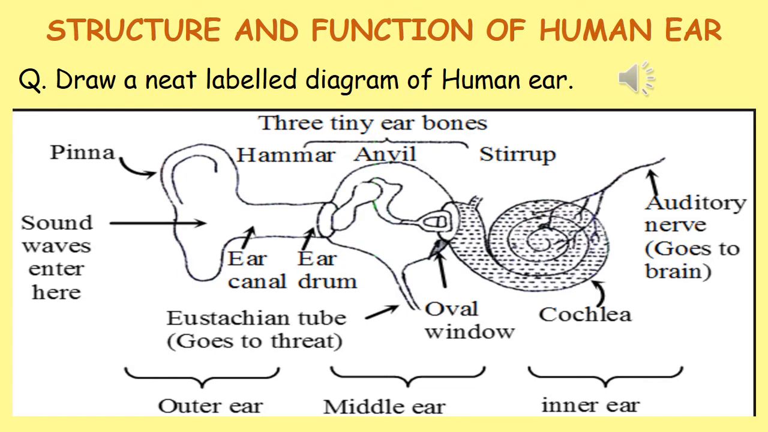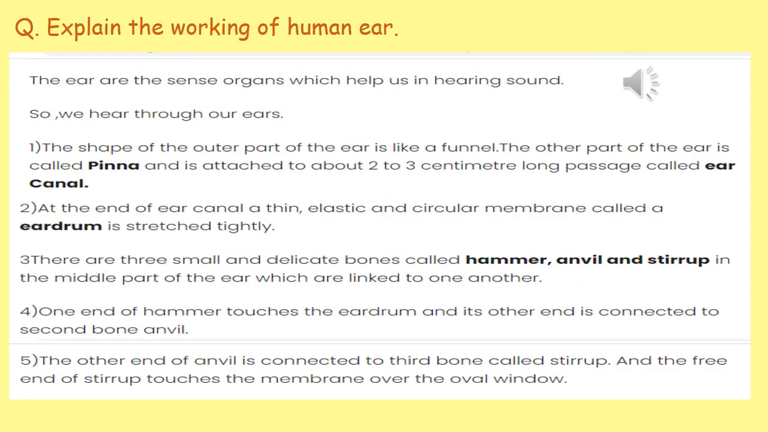Let us go to the next slide. Explain the working of the human ear. The ears are the sense organ which help us in hearing sound. As we have already discussed, the human ear can be divided into three parts. The outer ear consists of the pinna.